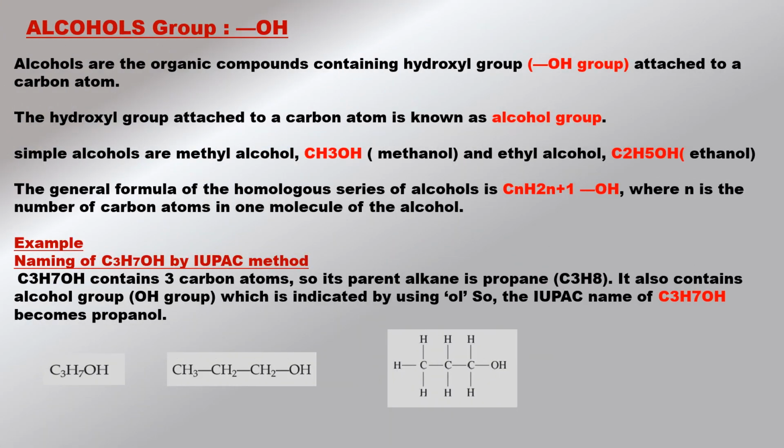Alcohol group. The alcohol group is made up of one oxygen atom and one hydrogen atom joined together. The alcohol group is also known as alcoholic group or hydroxyl group. The compounds containing alcohol group are known as alcohols. The examples of compounds containing alcohol group are methanol and ethanol.